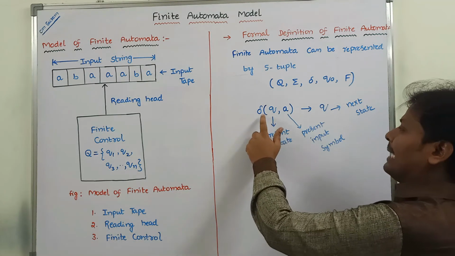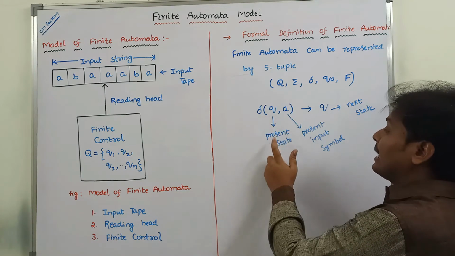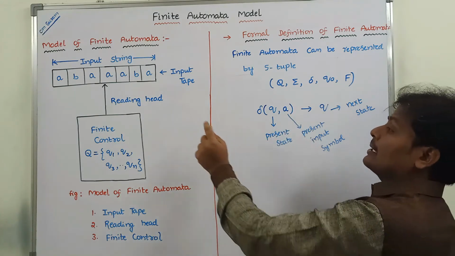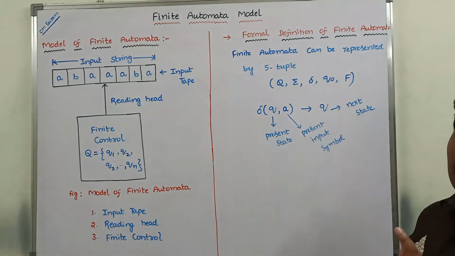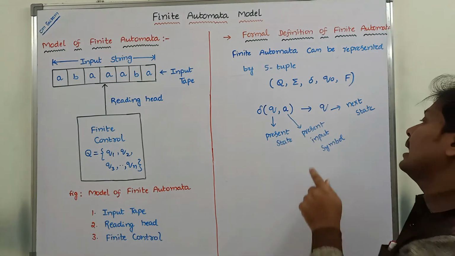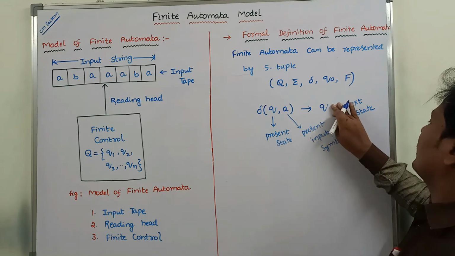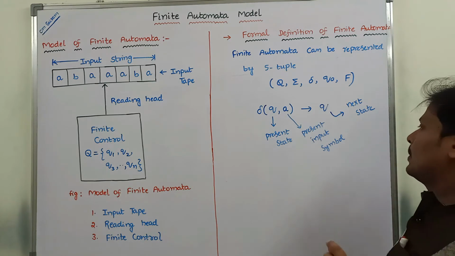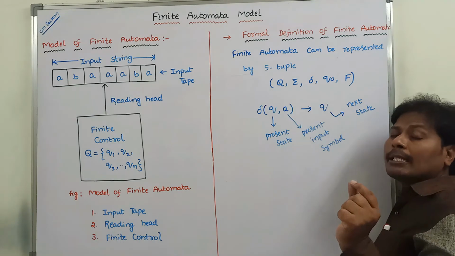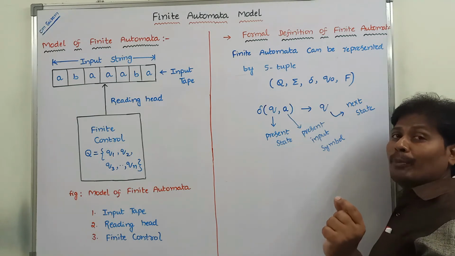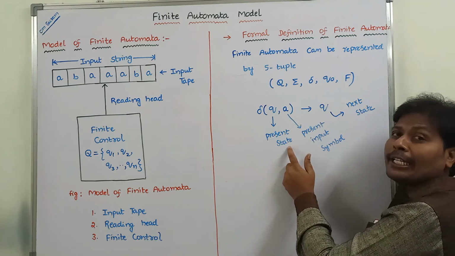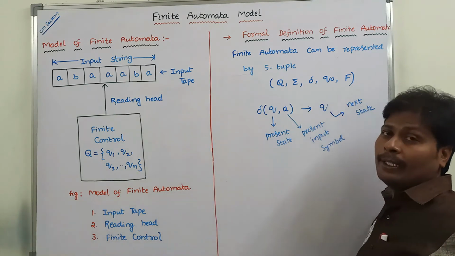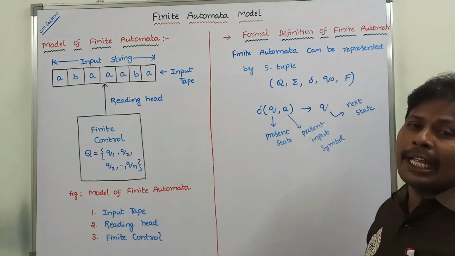So delta is the transition function. It takes the present state of the finite control and the present input symbol that is read by the reading head from the current cell of the input tape, then it goes to the next state of the finite automata. So we can say that the next state of the finite automata is determined by the present state and the present input symbol read by the reading head from the current cell of the input tape.